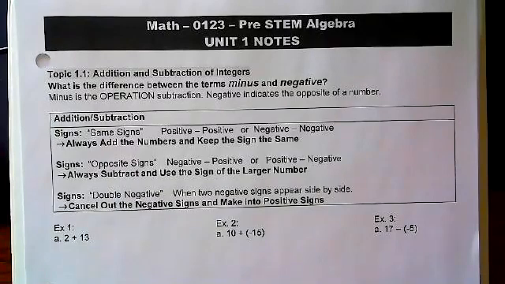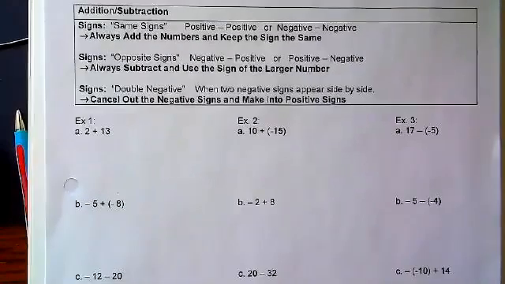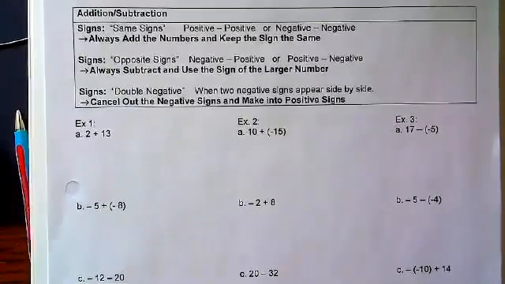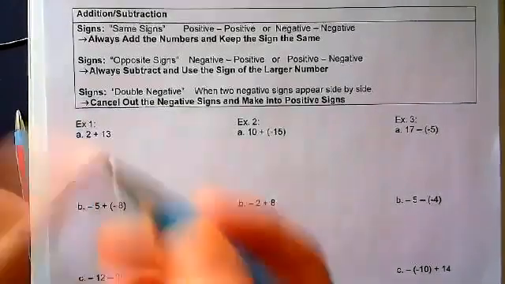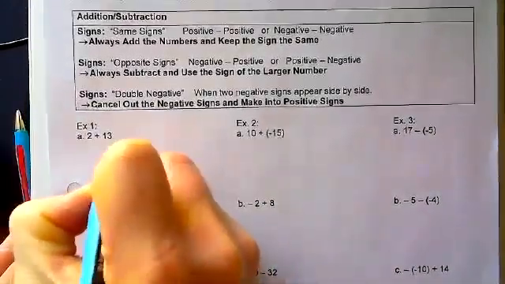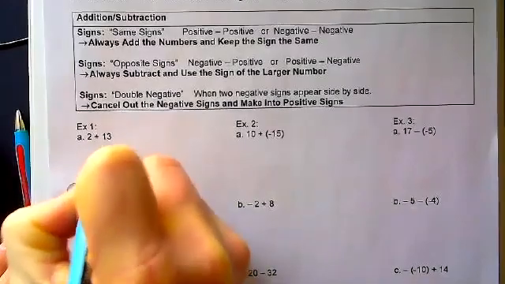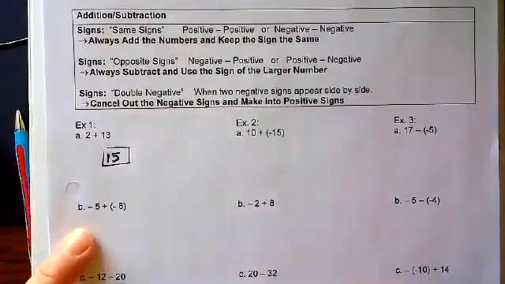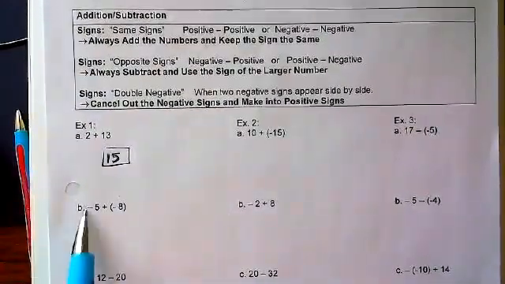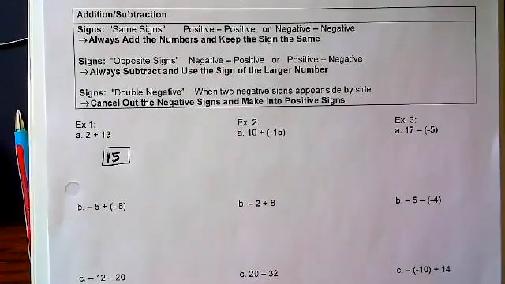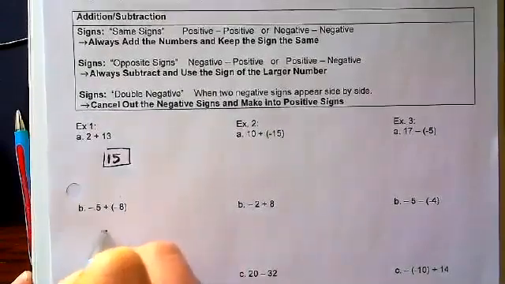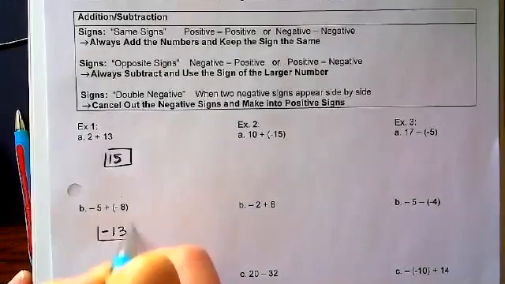If you look at example 1, all of these are examples of the same signs rule. So 2 plus 13, those are both just positive numbers, so you just add as you've learned in the past. If you look at letter B, you'll notice this is a -5 plus a -8. So you just add those and we get a -13.